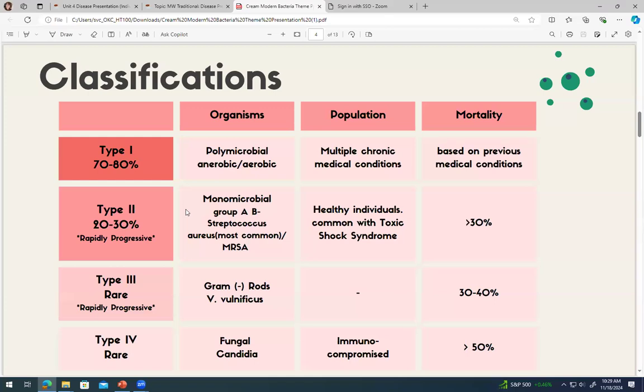Type 3 and type 4 are pretty rare. They don't happen often, especially type 4. You have to have all the bad things happening. You have to have a pretty compromised immune system and just have a huge surgery or huge wound done, have a lot of that underlying tissue exposed for more of that fungal infection to present.